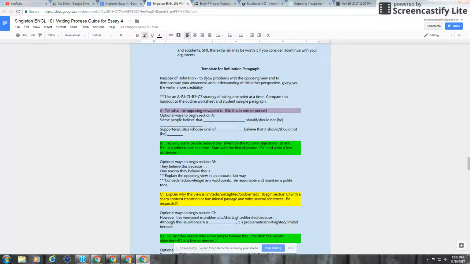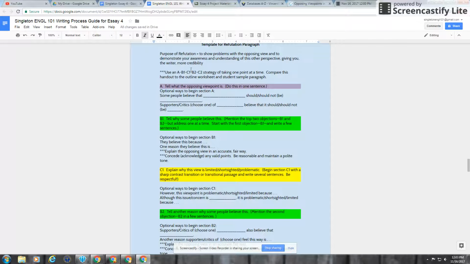It says we are going to try to show what problem there is with that opposing viewpoint and demonstrate that we're aware of it and we understand their perspective, but we still disagree, and that we believe whatever our original opinion was. And so to write the refutation paragraph, it says we're going to use what's called an A, B1, C1, B2, C2 strategy of taking one point at a time.